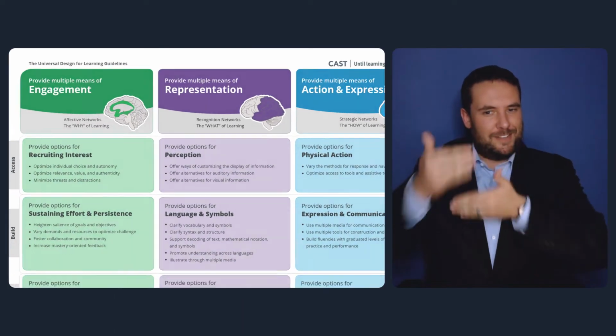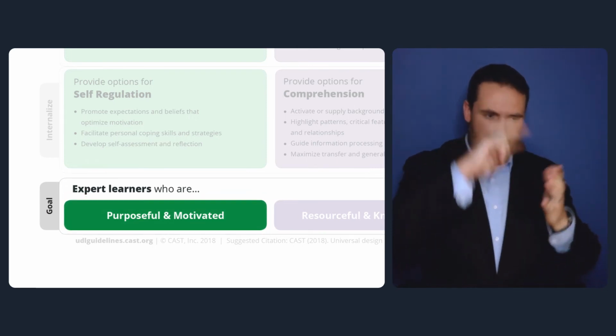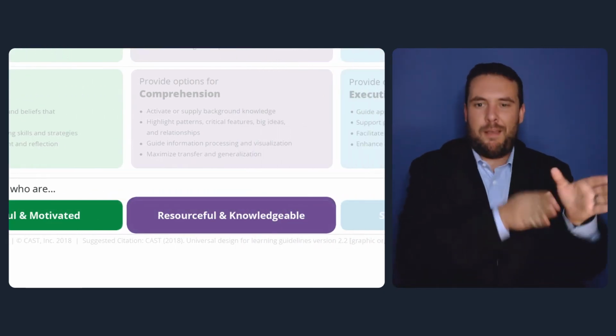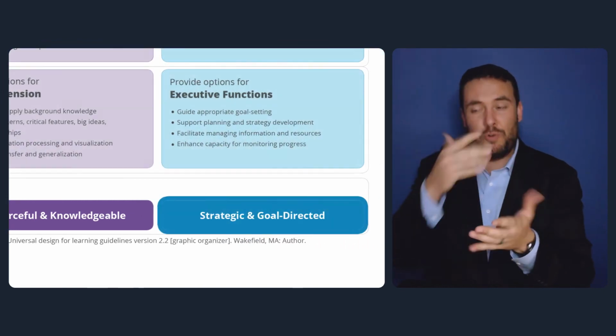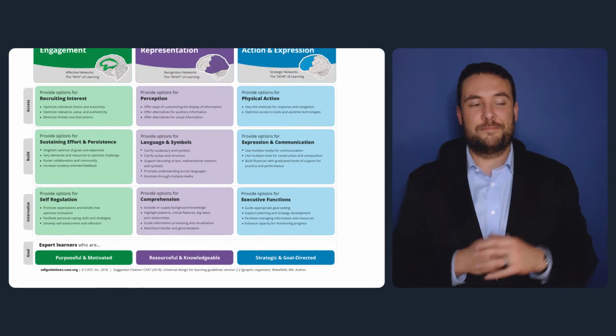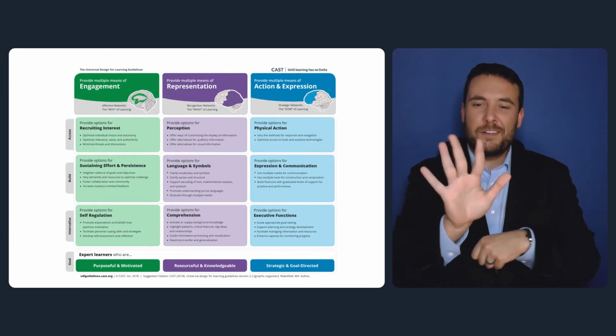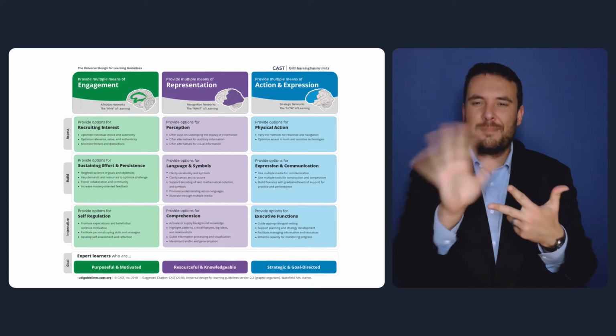Through the application of the core principles, research tells us we can help learners become an expert of their own learning process, or as we call them at CAST, expert learners, who are purposeful and motivated, resourceful and knowledgeable, and strategic and goal-directed. These guidelines aren't meant to be used as a checklist. You don't need to follow them in any particular order or implement all of them.